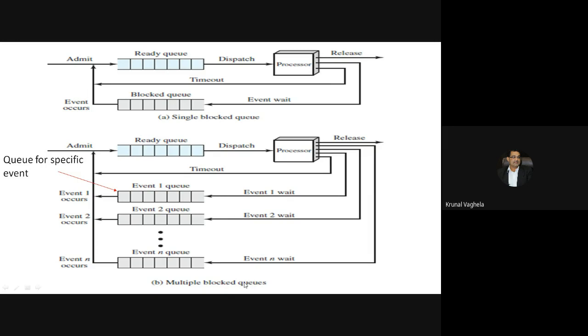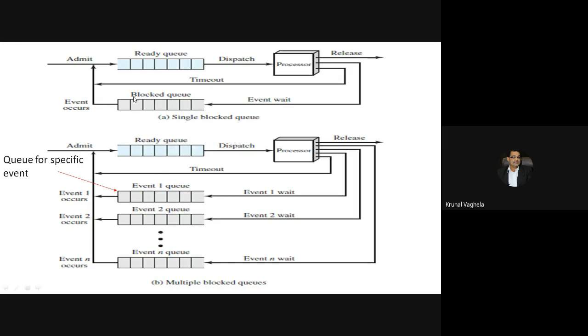For a specific event, there is a single queue. So there is a separate queue. For example, all these patients were sent for a blood report: patient 1, 2, 3, 4. This is the queue of blood report patients. This is the queue of X-ray patients. This is the queue of, for example, urine report. This is the queue of MRI or CT scan, whatever queue.